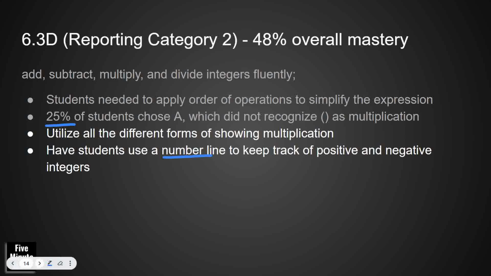And we can also utilize all the different forms of showing multiplication, right? So we started with 2 times 9. Then we kind of graduated to 2.9. And then it's just 2 parentheses 9. So all of these show the exact same thing. And that's what students need to be very flexible with.